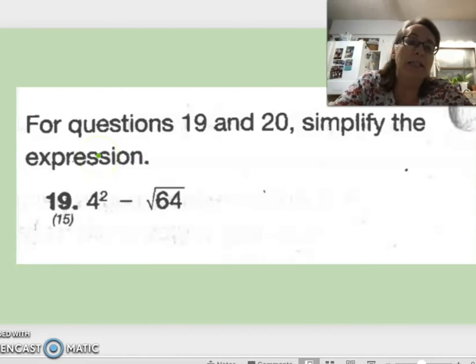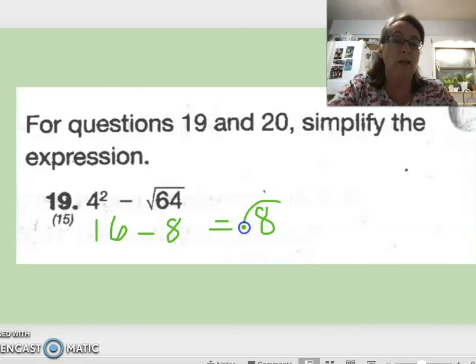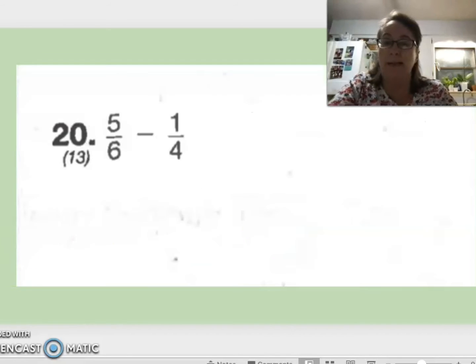For questions 19 and 20, simplify the expression. All right, so 4 squared is 16, minus the square root of 64 is 8. 16 minus 8 is 8, and that's fine. That's enough work. You're showing me your thought process.